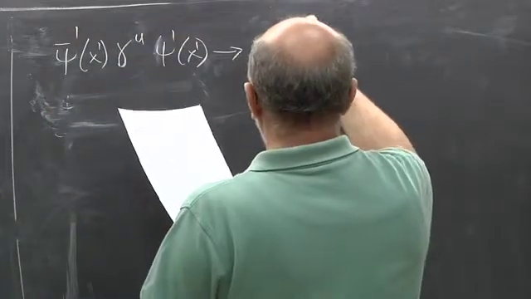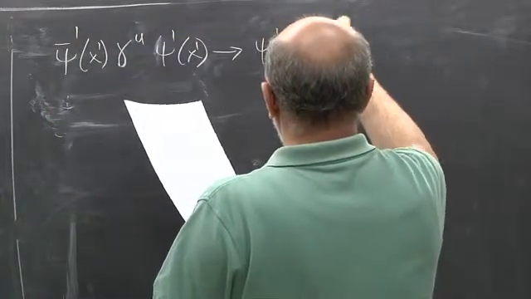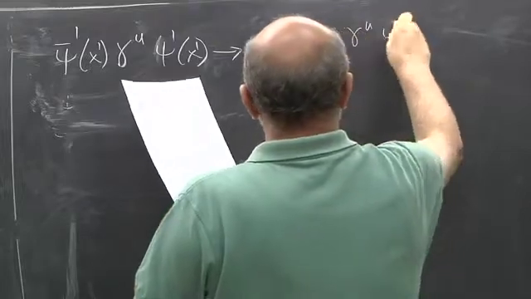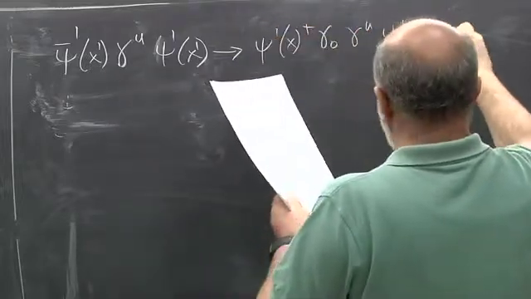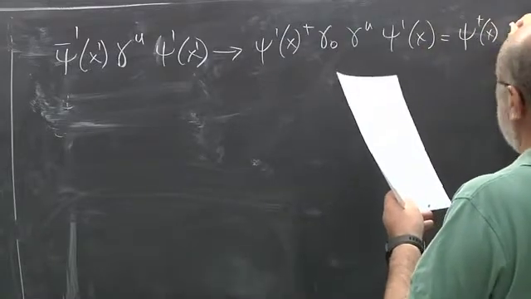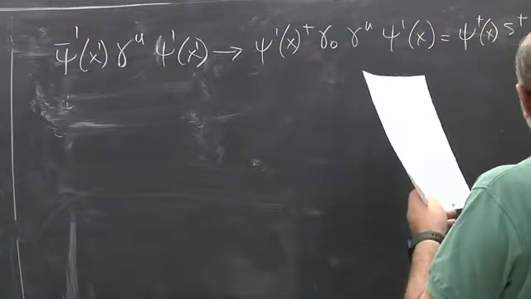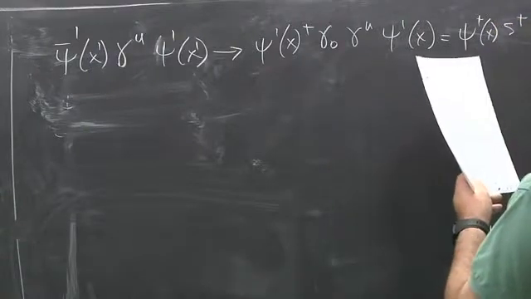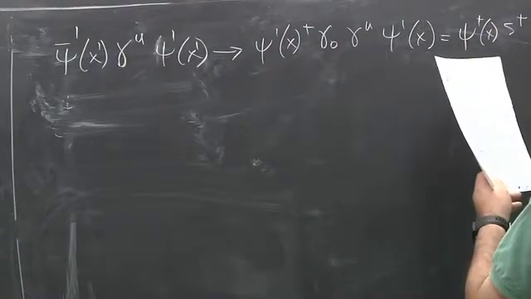So this is psi prime(x) dagger gamma 0 gamma mu psi prime(x). This is equal to psi dagger S dagger gamma 0 gamma mu S psi of x.